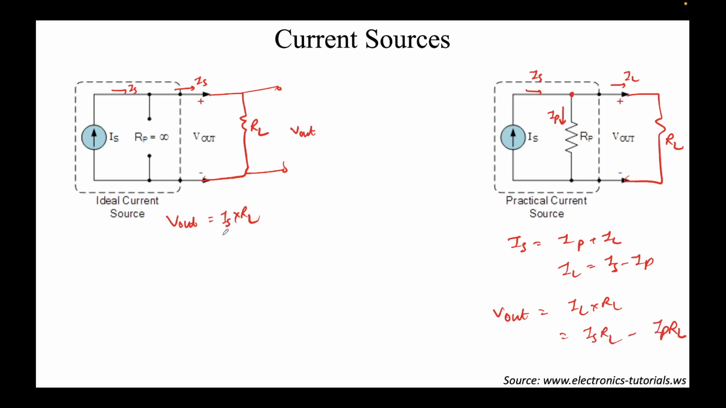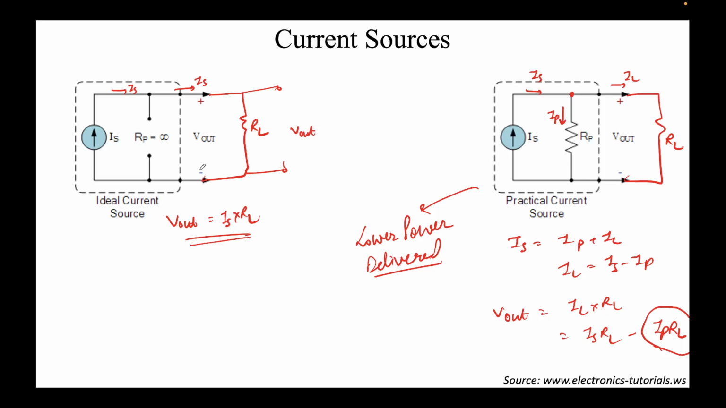Now you can clearly see the output voltage here was IS RL. The output voltage in the practical current source is lower by a specific amount. What effectively this means is that there will be somewhat lower power delivered, because some current is flowing inside the circuitry itself of the current source. So this is a practical current source, by the way. Usually RP should be very high for a good current source, even a practical one. That's a key difference between these two sources.